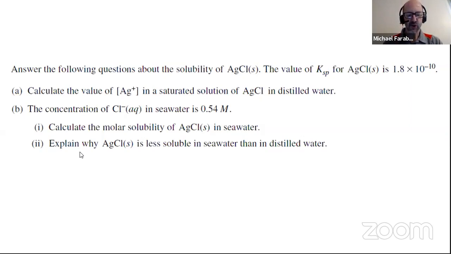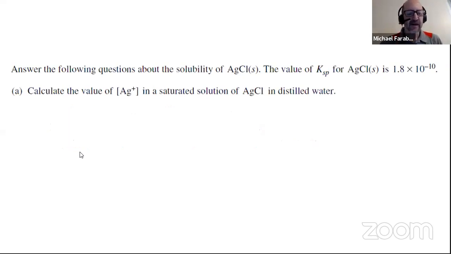All right, I'm going to assume that you are ready to check your answers to this question, and we're going to start with part A. Answer the following questions about the solubility of AgCl, which is silver chloride. The value of KSP for solid silver chloride is 1.8 times 10 to the negative 10. Part A, calculate the value of the concentration of silver ion in a saturated solution of silver chloride in distilled water.